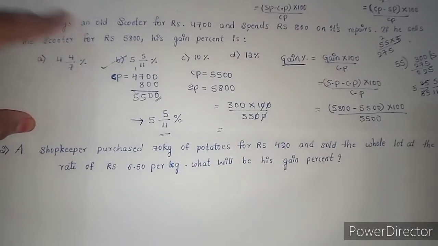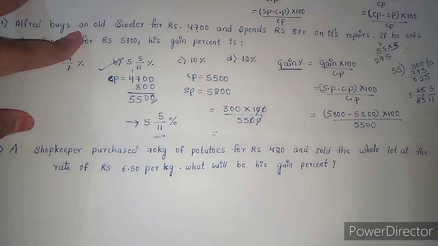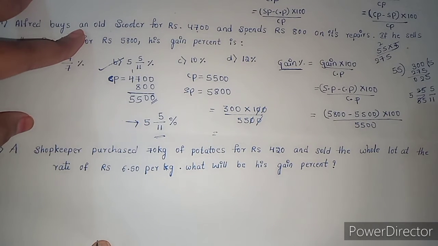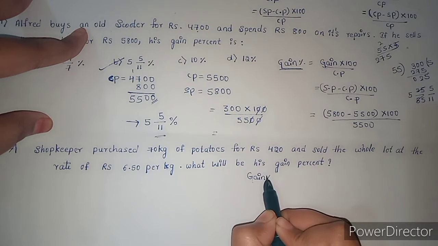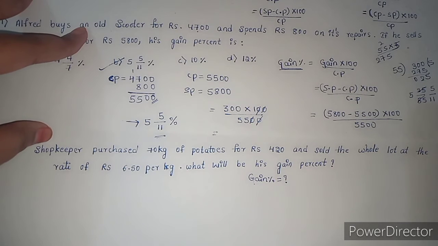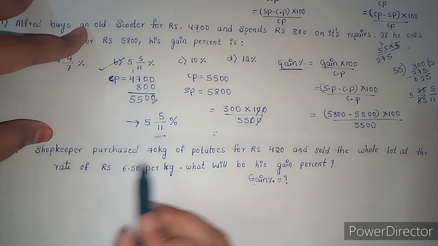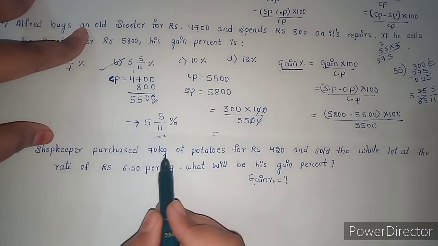Now second question. A shopkeeper purchased 70 kgs of potatoes for rupees 420 and sold the whole lot at the rate of rupees 6.50 per kg. What will be his gain percent? Here also the same question, gain percent. Selling price is given and the cost price is given, but not directly, so you need to find them. Even here the selling price and cost price are given a little trickily. So find it.